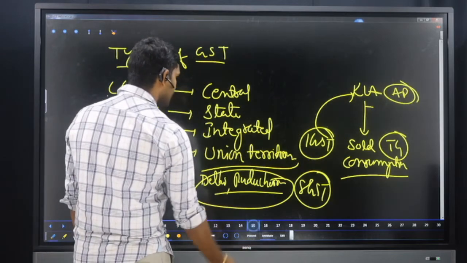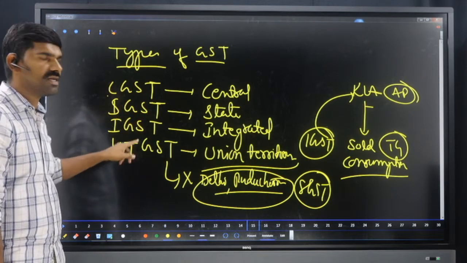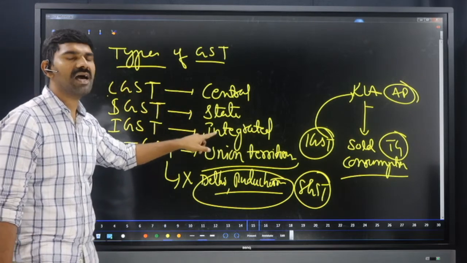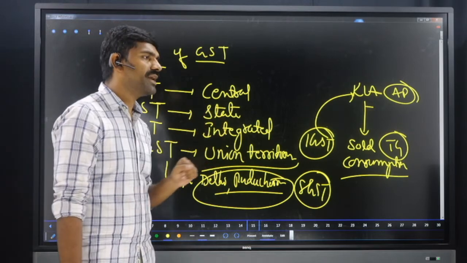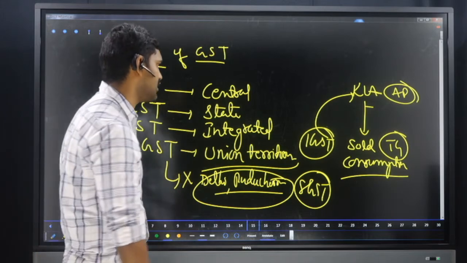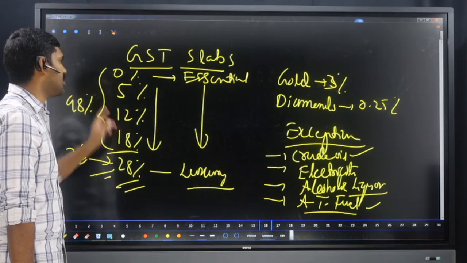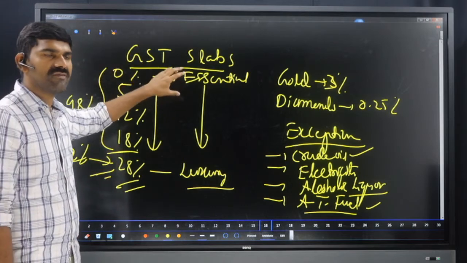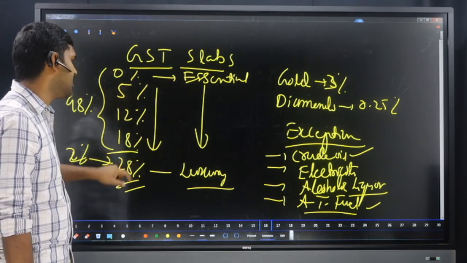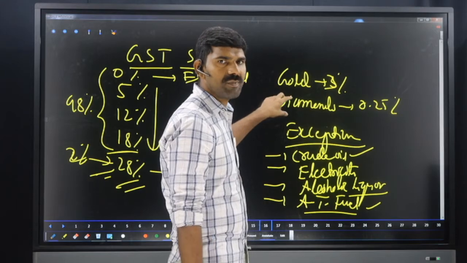Then we discussed the types of GST: CGST, SGST, IGST and UTGST, that is, central government, state government, integrated, applicable for interstate goods, very very important, and UTGST is applicable for union territories. Next we discussed the GST tax slabs: 0%, 5%, 12%, 18% and 28%. Essential commodities are taxed very little, otherwise it is very high. For luxury it will be 28%. Gold is taxed at 3%, diamonds at 0.25%.